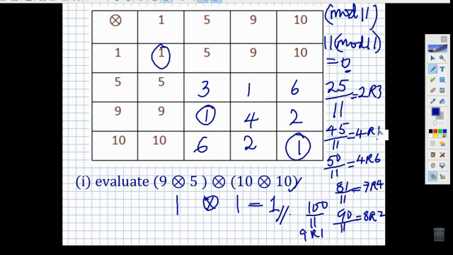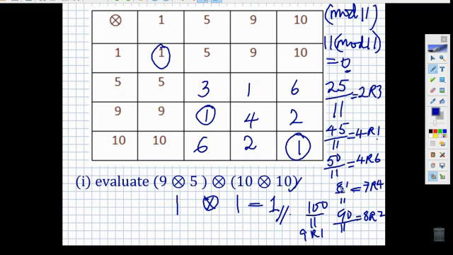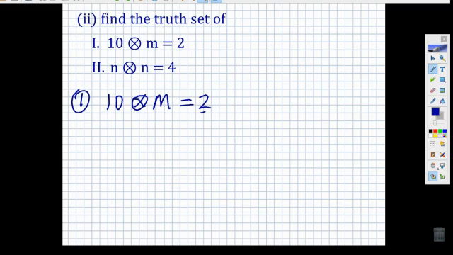Again, moving ahead, we are to find m such that 10 modular multiplication m is equal to 2. From the table, we look for what number, when 10 multiplies it, gives us 2. When 10 multiplied by a number gives us 2, it is here. The number that gives us 2 when multiplied by 10 is 9. So 9 is the answer to that question. Therefore m is equal to 9.